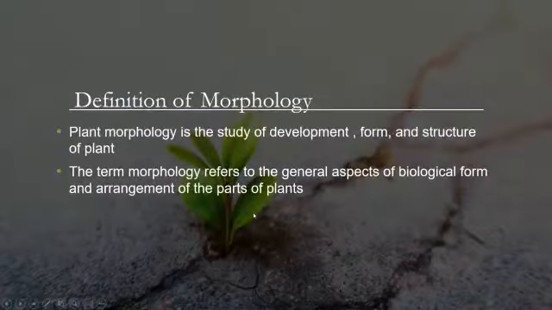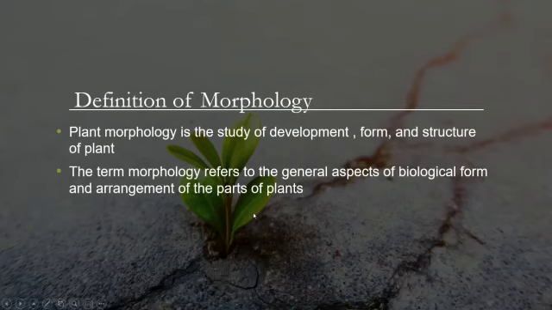Definition of morphology. Plant morphology is a study of development, form and the structure of plant. That is, the term morphology refers to the general aspects of biological form and arrangement of the parts of the plants.